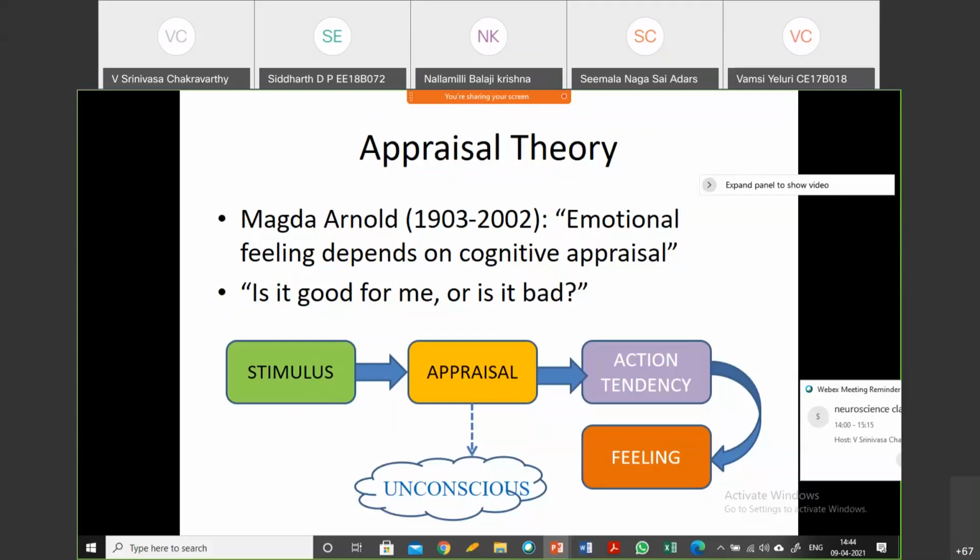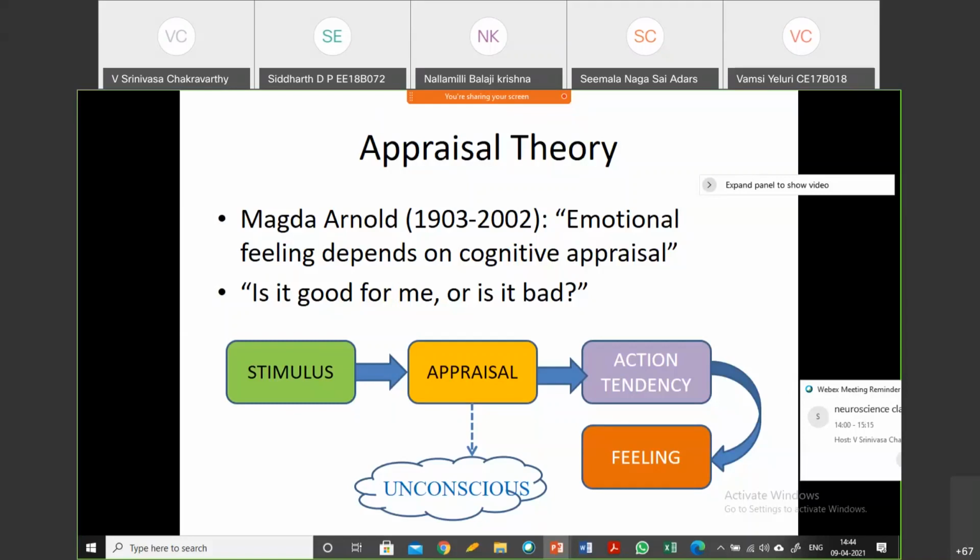What is appraisal? What does it do? It answers this question: is it good for me or is it bad? Is it a good thing or a bad thing? This is a kind of judgment that you apply to your perceptions. That happens in the back end. In fact, it happens unconsciously. And it is this that creates emotion, and it is this that creates specificity in emotions. It adds specificity to emotions.